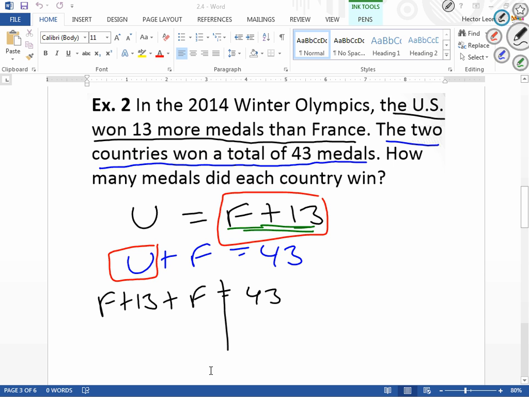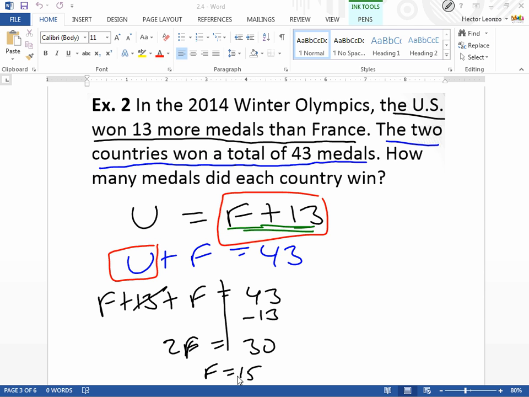Now I can easily solve for F. Remember, letters on one side, numbers on the other. Let me move my minus 13 there. So I have that 2F equals 30. F equals 15. So France won 15 medals. Now, remember how France plus 13 was how much the U.S. won? So U for U.S. is 15 plus 13. So U is equal to 28. So the U.S. won 28 medals. France won 15. That's pretty much it.